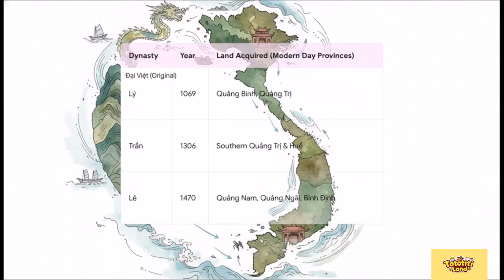You can really see how this was a step-by-step process. It's like you can watch the country literally stretching down the coastline. With every single push by a new dynasty, the territory of Dai Viet, that's what it was called back then, just got longer and thinner.